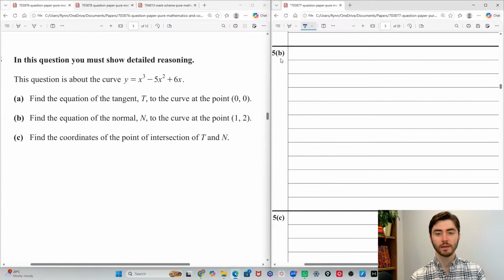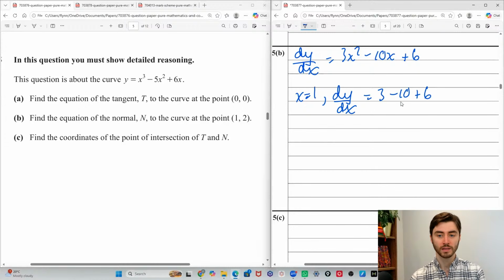Similarly for b, our dy/dx is the same, 3x squared minus 10x plus 6. And we want this at the point when x is equal to 1. So when x is equal to 1, dy/dx is equal to 3 minus 10 plus 6, which is equal to minus 1. The perpendicular gradient is minus 1 over the gradient, which is, in this case, 1, which means that y minus 2 is equal to 1 times (x minus 1).